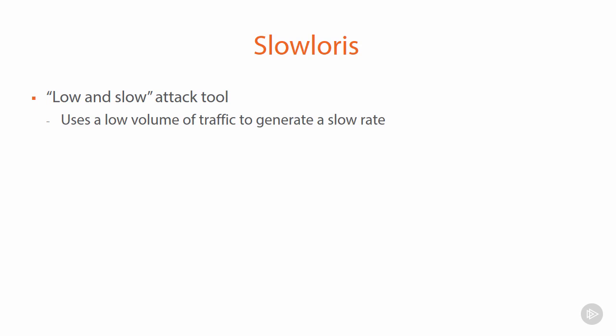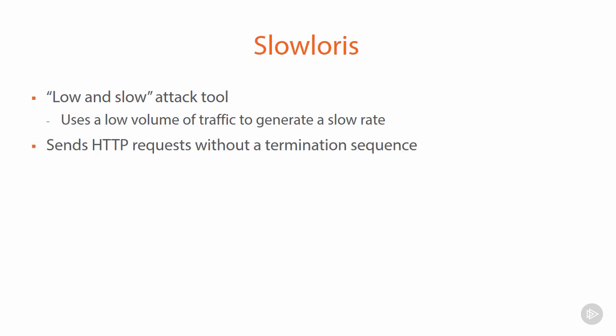Slowloris is an attack that's referred to as low and slow. And what we're talking about here is using a low volume of traffic to generate a slow rate. Let me explain what I mean by that. The attacker is going to send HTTP requests without a termination sequence.